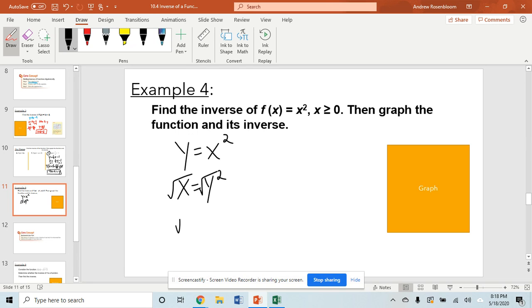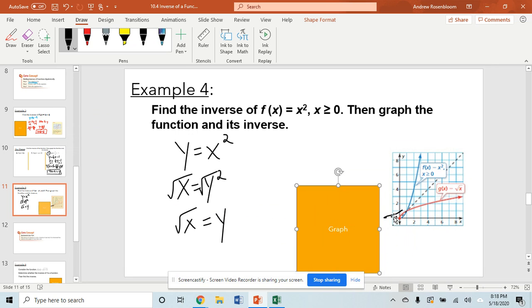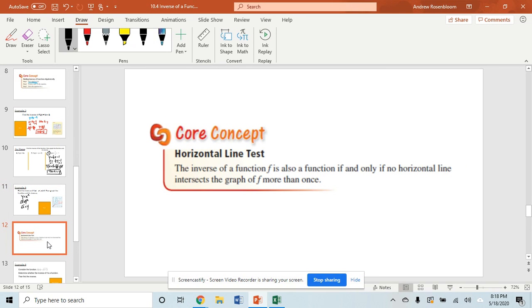So what's the inverse here? The inverse is the square root of x. Let's check. Okay, and I could see I've got f of x equal to x squared, and then the inverse g of x is equal to the square root of x. Okay, and there are two functions.